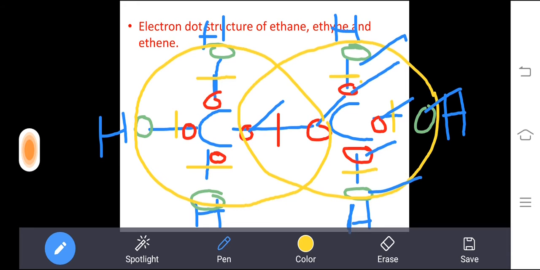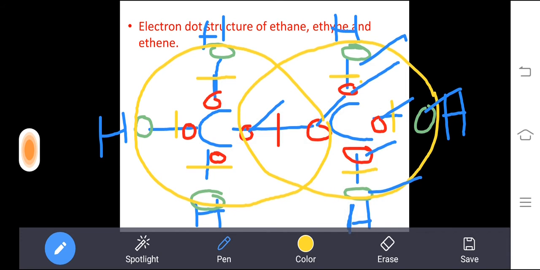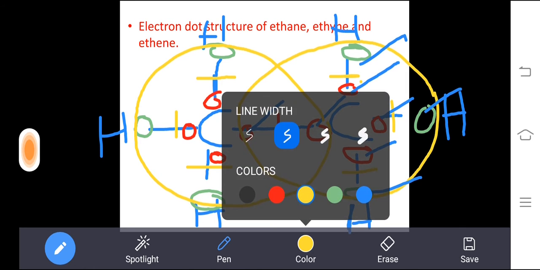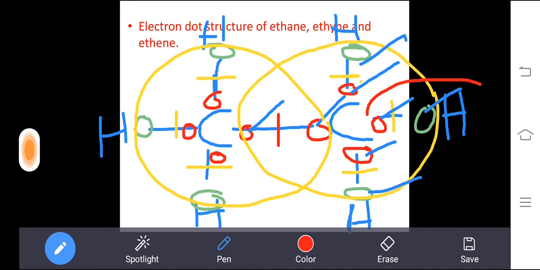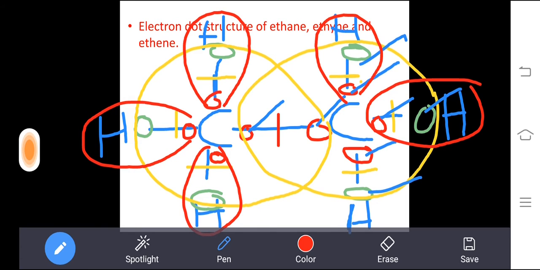What happened to the hydrogen? Hydrogen it will attain the nearest noble gas configuration. Nearest noble gas configuration means it will have 2 electron. Now you can see each hydrogen it will have 2 electron. That's all, students. So this is the electron structure.